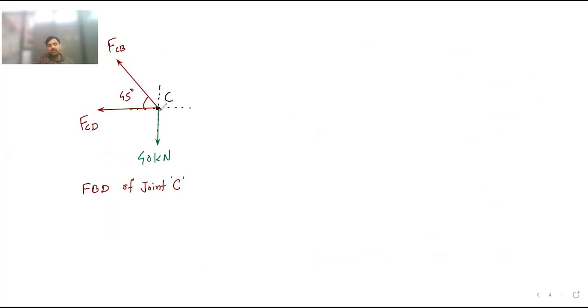Now this horizontal is our x axis, vertical is y axis. Now here FCB is the inclined member. So we should resolve the inclined member.